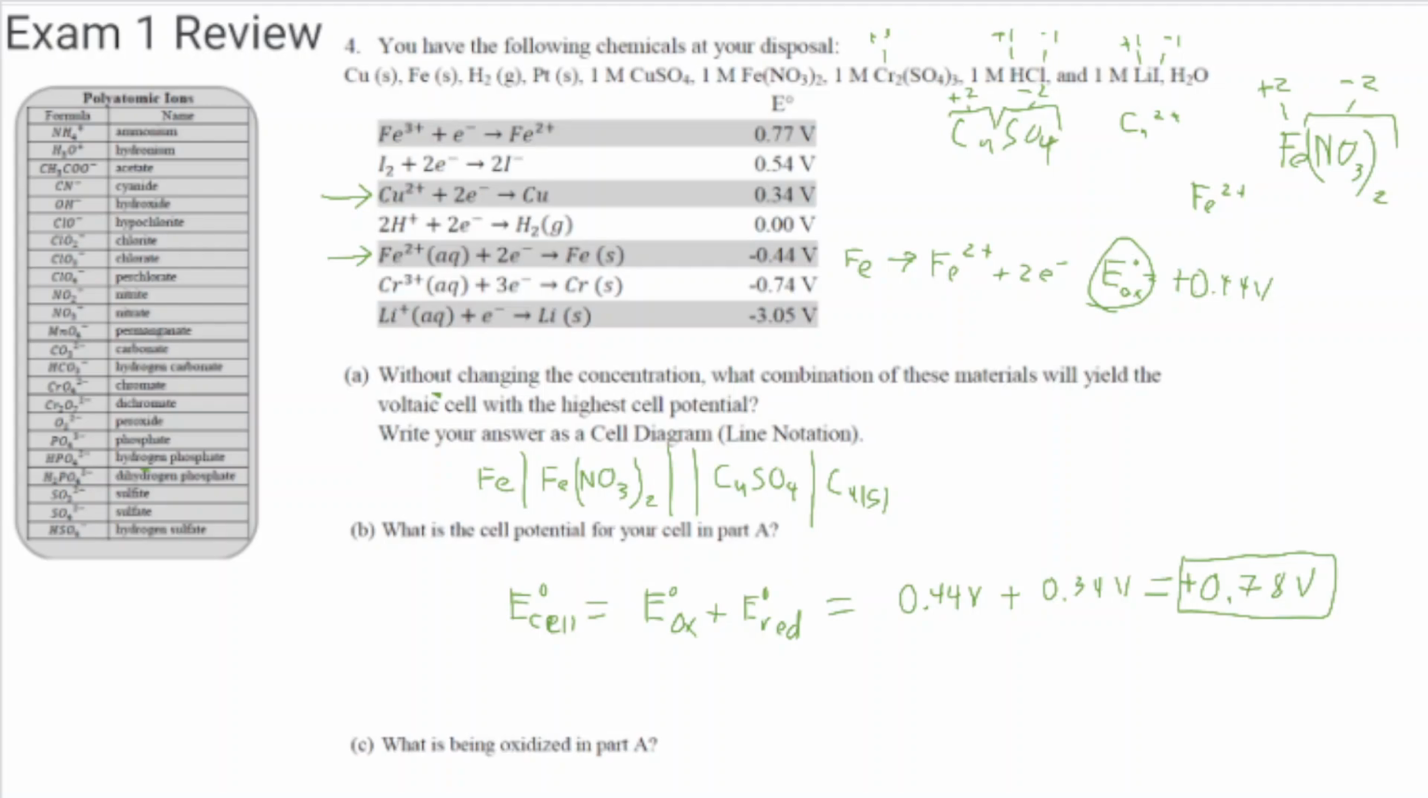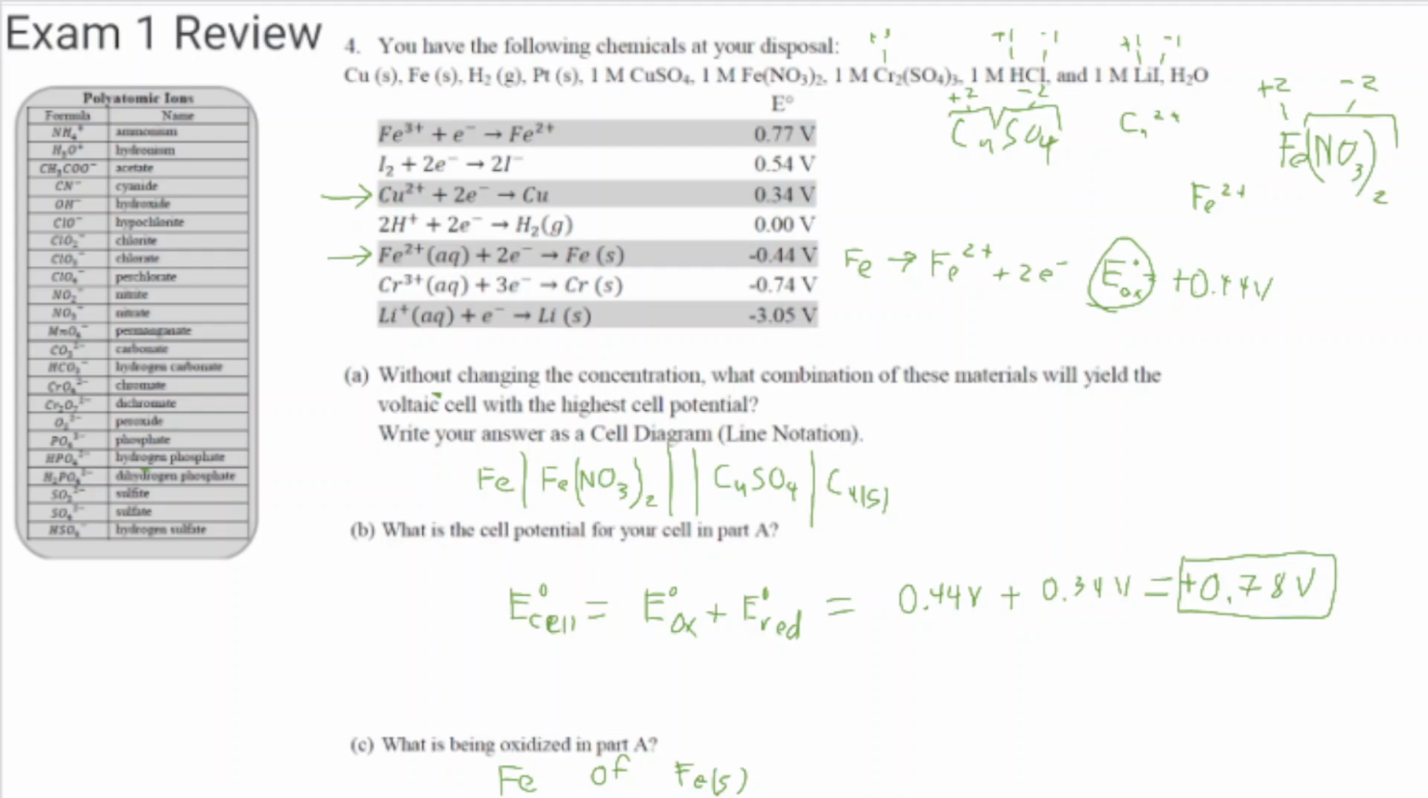All right, the last question is saying what is being oxidized. If we look at our oxidation reaction, it's whatever that reactant is. So it's asking what's being oxidized. Find the one that you flipped, look at the reactant, and we see it as iron. And so in this case, we just say it's iron, or we'd say iron solid, something along those lines.